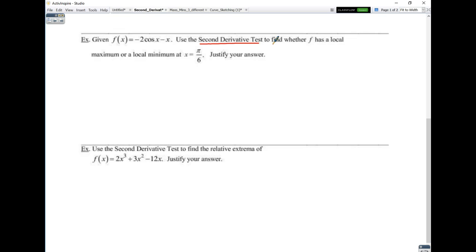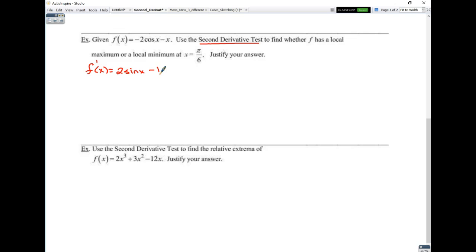So this is how the second derivative test works. First off, I have to prove two things. I have to prove f prime of c is equal to 0. Have to prove that. After I prove that, I have to prove the sign of what f double prime is. Once I've proven what that sign is, I can come up with my conclusion. So, f prime of x. What is the derivative of negative 2 cosine x? 2 sine x minus 1.